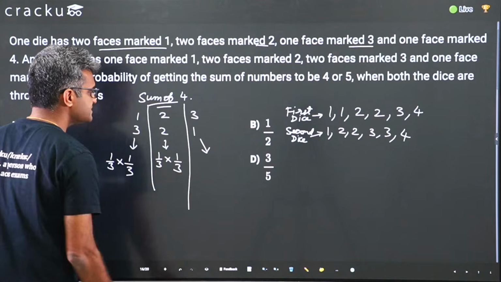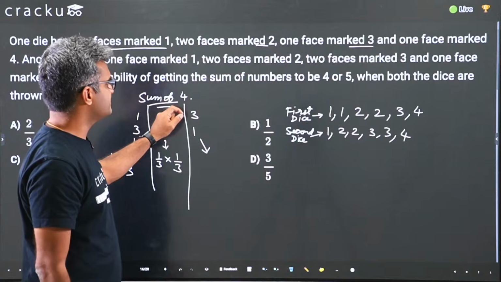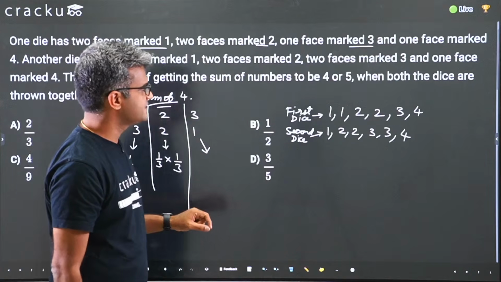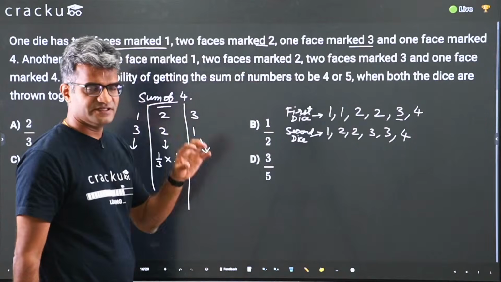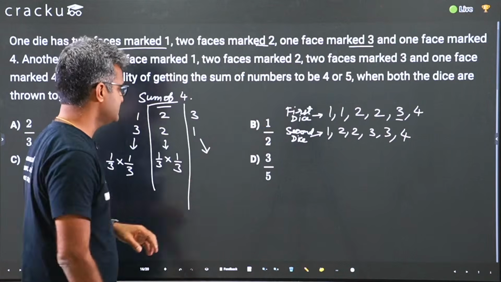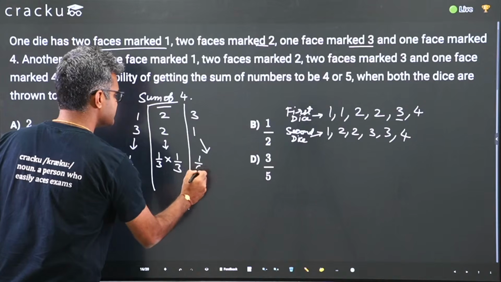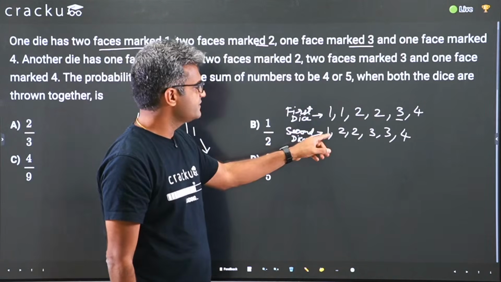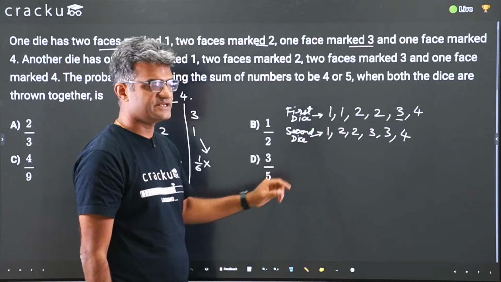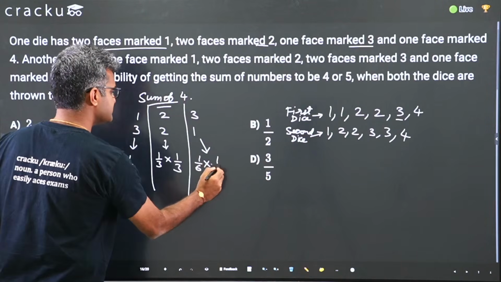In the third case, where we are getting 3 from the first die and 1 from the second die, we have only one 3 in the first die, that is 1 out of the 6 faces is 3, so the probability is 1 by 6. Into, from the second die we need 1, and only one face out of the 6 faces in the second die is 1, so the probability is 1 by 6.